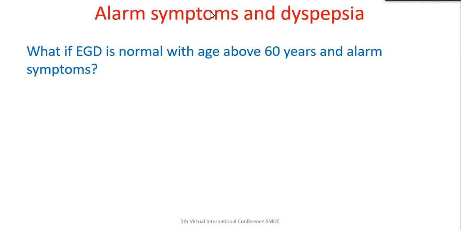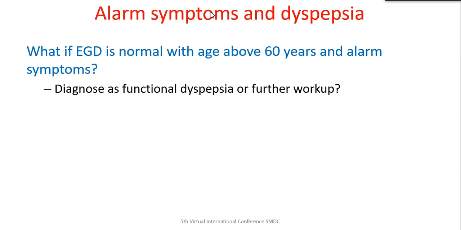What if endoscopy is normal, the patient is above 60 years of age, and has alarm symptoms? Should I label it as functional dyspepsia or do I need to work up further? Again, it will be a clinical decision. If you go through the guidelines, there is no clear-cut pathway that you will identify.